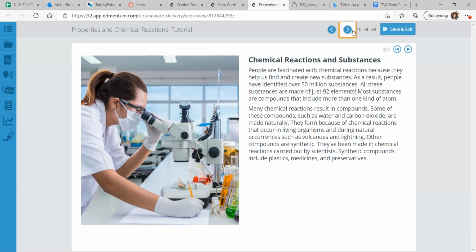Most substances are compounds that include more than one kind of atom. Many chemical reactions result in compounds. Some of these compounds, such as water and carbon dioxide, are made naturally. They form because of chemical reactions that occur in living organisms and during natural occurrences such as volcanoes and lightning. Other compounds are synthetic. They've been made in chemical reactions carried out by scientists. And synthetic compounds include plastics, medicines, and preservatives.